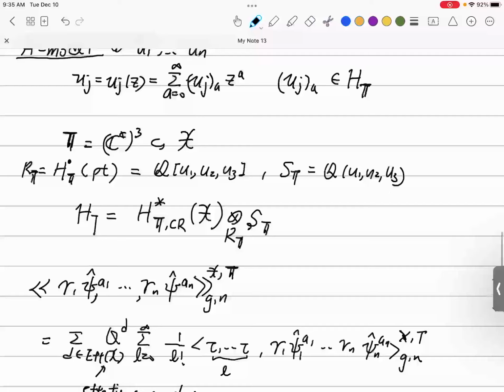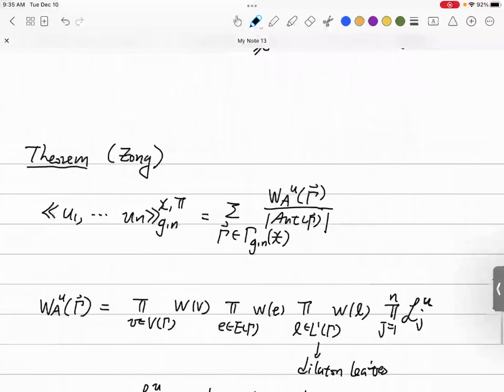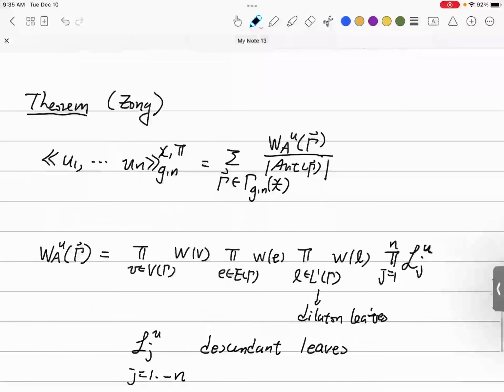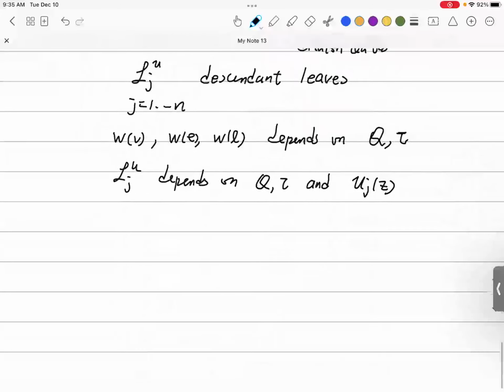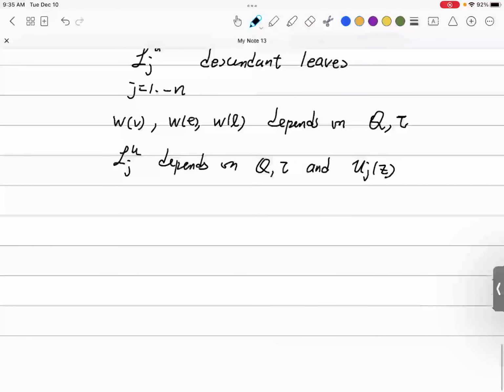Yeah, so to summarize, first we define this generating function of descendant invariants, and we have a graph sum formula. Secondly, let's look at open invariants.